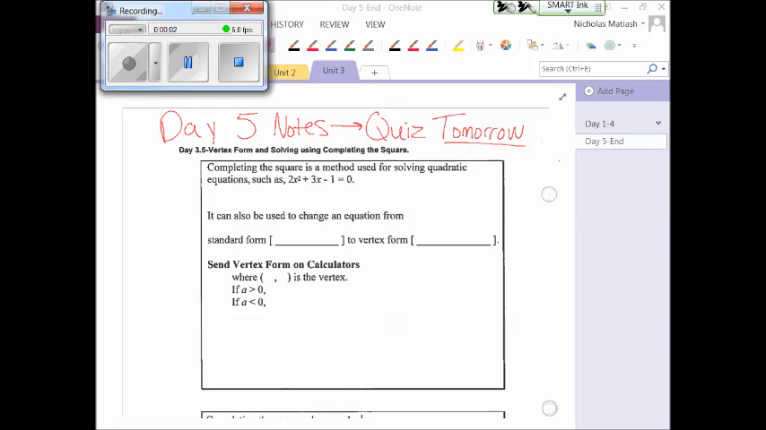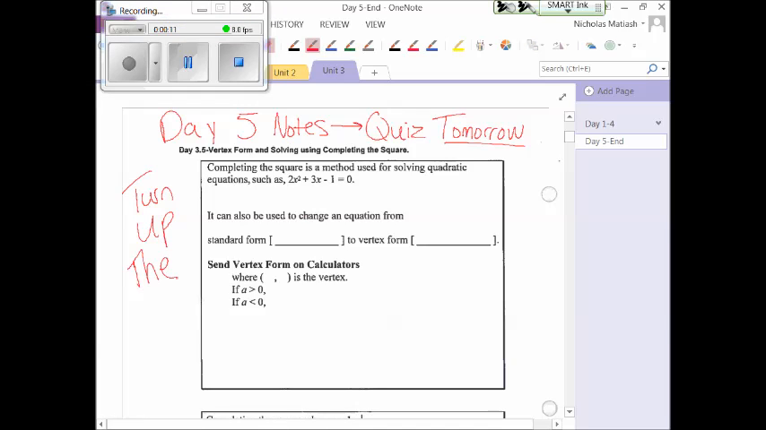Hey there, friends. If you can't hear me, I'm going to urge you to turn up the volume, because I'm a smart recorder and I don't know how well it's coming through. I know that it can be heard, but make sure you're turning up the volume to the highest level that you can. I'm just going to walk through the day 5 notes with you.